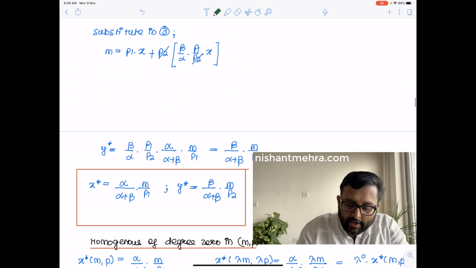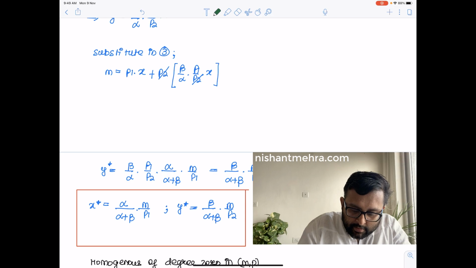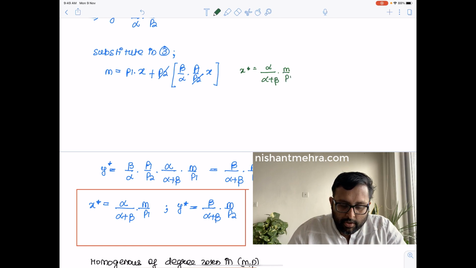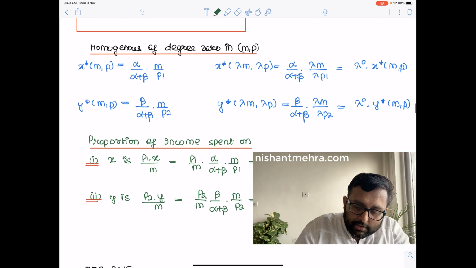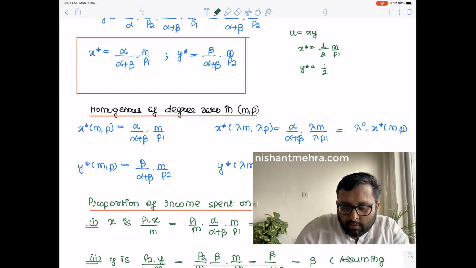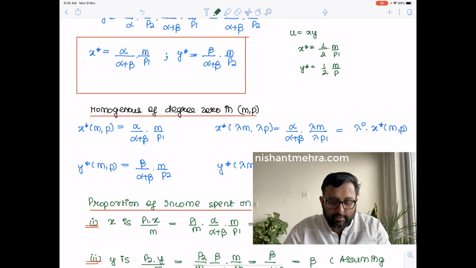From here you've got the value for x star, which is alpha upon alpha plus beta, m by p1. And supposedly if alpha and beta are both 1, then x star would be alpha upon alpha plus beta, meaning 1 upon 2, m by p1. Y star is beta upon alpha plus beta, 1 upon 2, m by p2. Something like this, right?